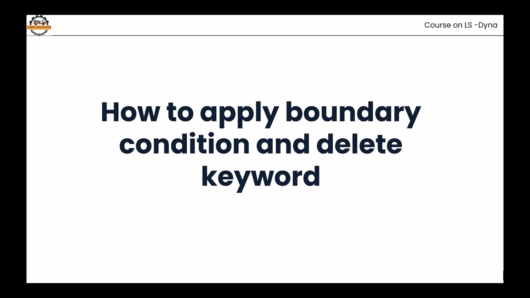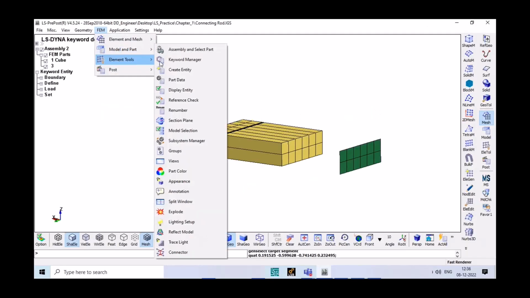In this video, we are going to see how to apply boundary condition and how to delete keywords. Suppose I want to apply some boundary condition, like if I apply some fixed supports, how can that be created? In that case, we go to FEM, model and part.